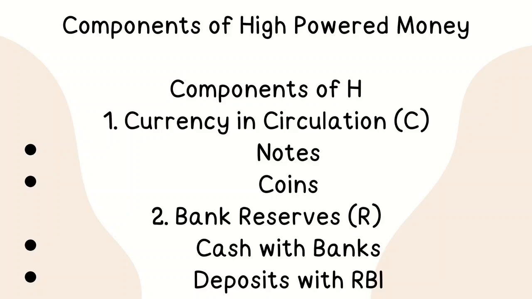Now let's look at the second component, bank reserves. Commercial banks do not lend all the money they receive. They keep a part of it as reserve. Some of these reserves are maintained with RBI. Why? Because these reserves help maintain confidence in the banking system and enable banks to meet regulatory requirements. You don't need to memorize every technical detail at this stage. Just remember that these reserves are an important part of high-powered money.